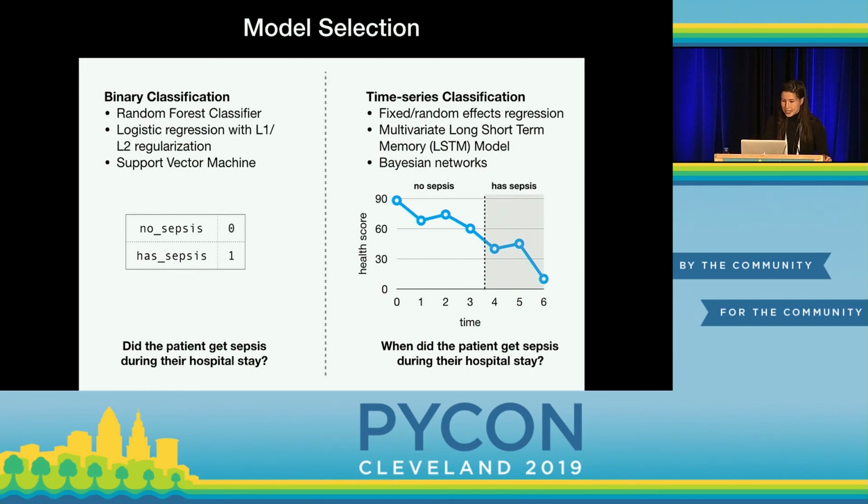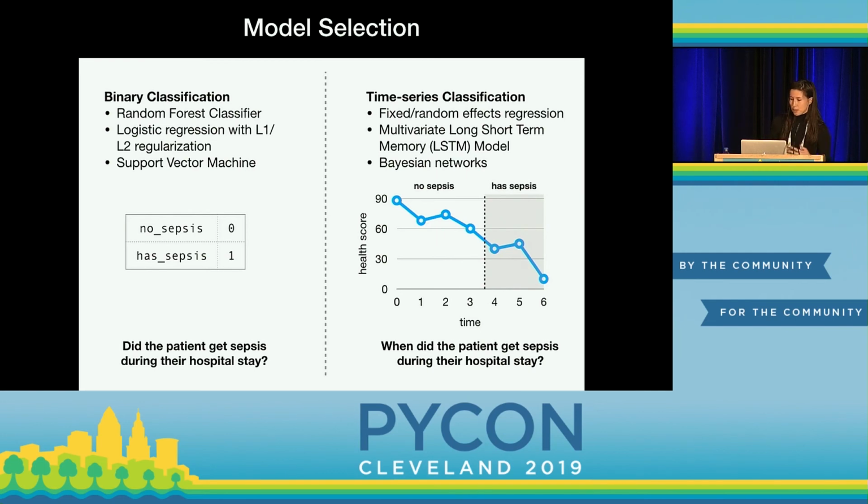So we're now ready to select our algorithm for our clinical diagnostic model. There are two approaches that we can take with our model. The first one is a global binary classification, where we're basically asking, did patients get sepsis during their hospital stay? Or we can do a more detailed time series approach, where we ask at what point during their hospital stay did the patient get sepsis?